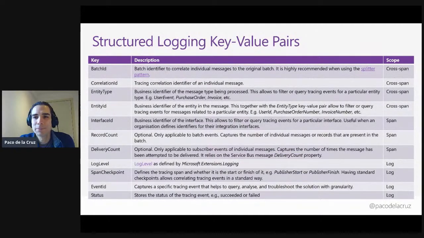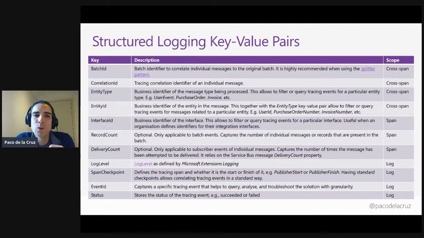So now that we understand the spans, let's go deeper into the key value pairs that we're going to be using in our tracing or structured logging strategy. So we're going to be using structured logging to have multiple fields that we can query and analyze and all that. And as part of these key value pairs, some of them will have a scope of cross-span, meaning that these values are going to be kept across multiple spans. Right? So for example, the correlation ID or the entity type. So these values won't change across the different spans.